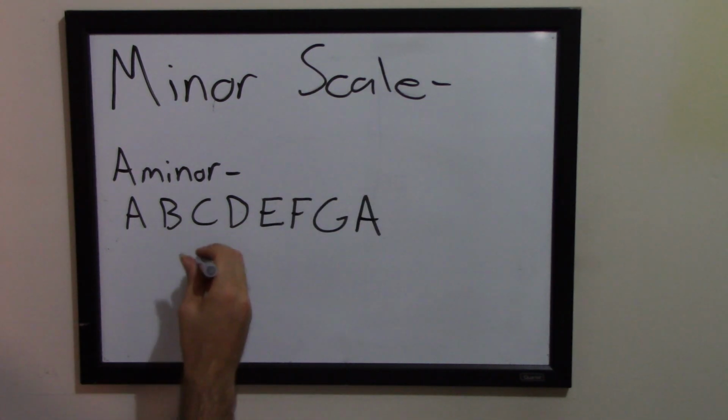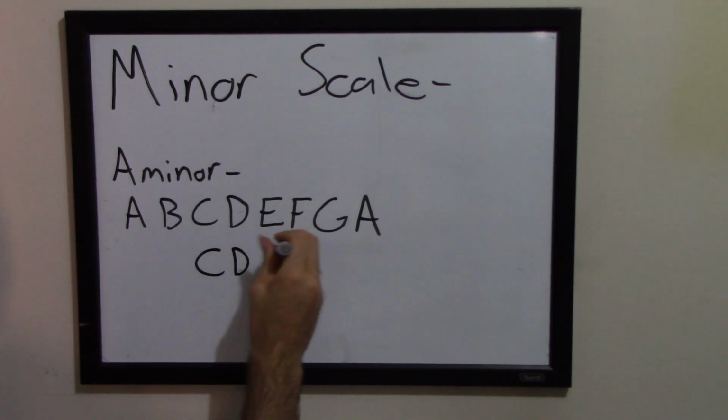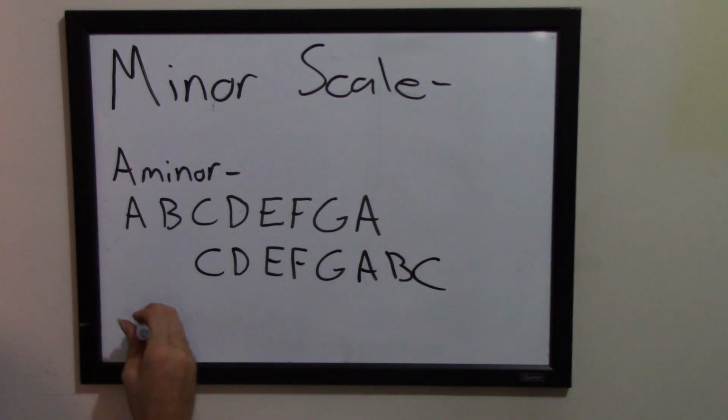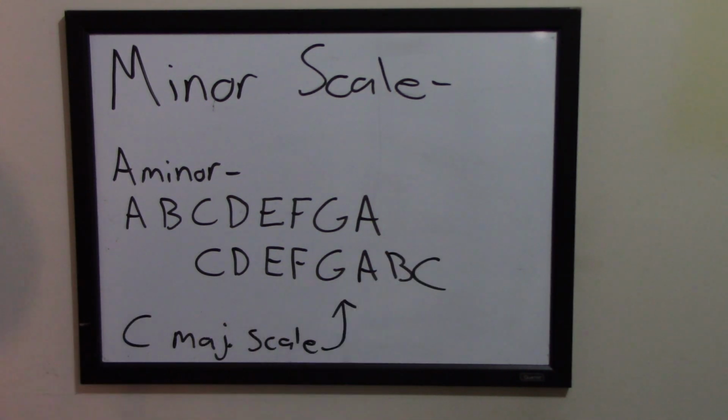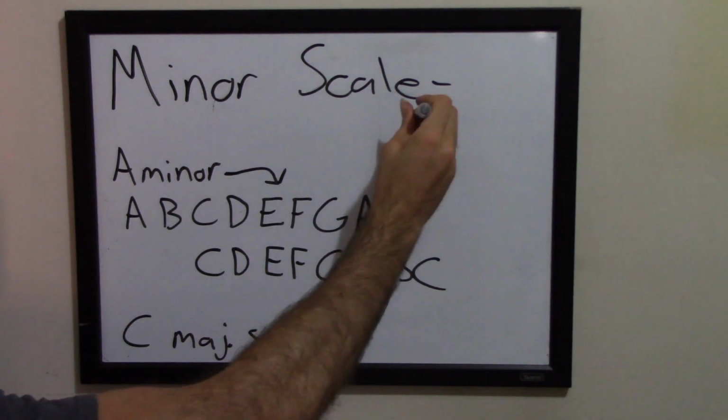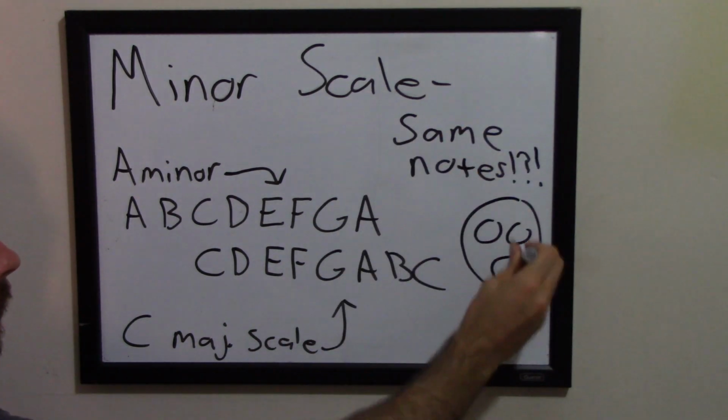An A minor scale is A, B, C, D, E, F, G, A. A C major scale is C, D, E, F, G, A, B, C, which means that they use the exact same notes. One just starts on C and goes to C. One starts on A and goes to A.